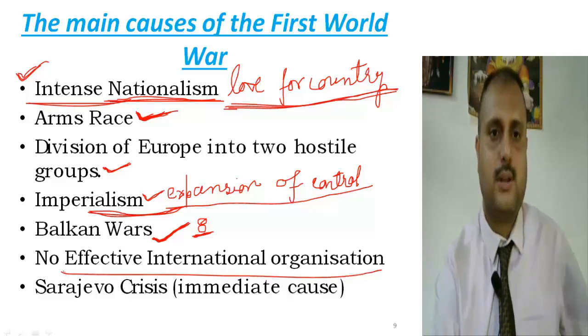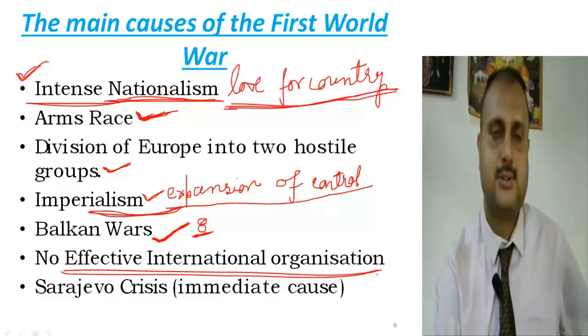There was no international organization, as in the present time we have the United Nations. The United Nations is mainly responsible for prevention of war. It maintains peace. If there is any dispute between two countries, they will go to the United Nations, and the United Nations will try to solve the problem. It also has the responsibility to prevent war. So before the First World War, there was no international organization.